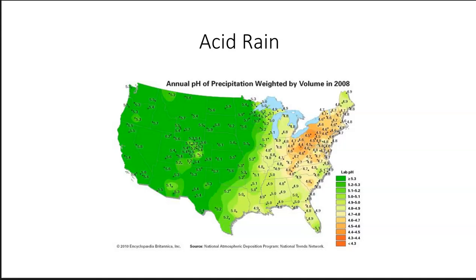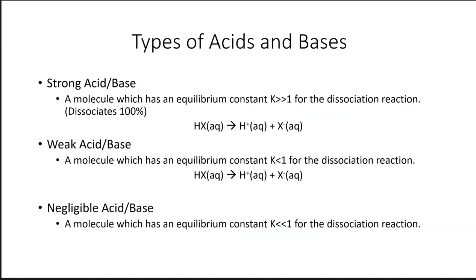Now, when it comes time to describing acids and bases, we have several different classifications. We have strong acids. These are acids that dissociate completely, or 100%. And you may recall what these acids are from the previous semester's course. If not, we will talk about those briefly, but they all have one thing in common. All 7 strong acids have an equilibrium dissociation constant greater than 1. Likewise, all strong bases have an equilibrium constant much greater than 1.